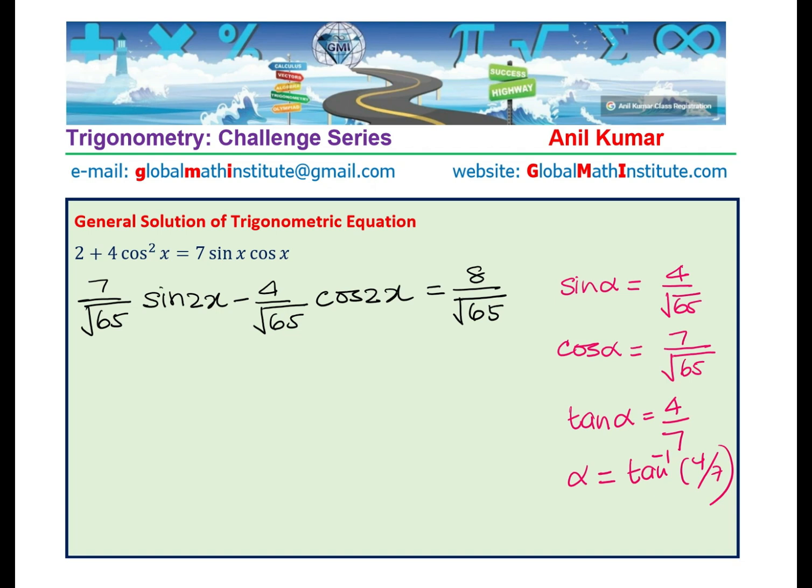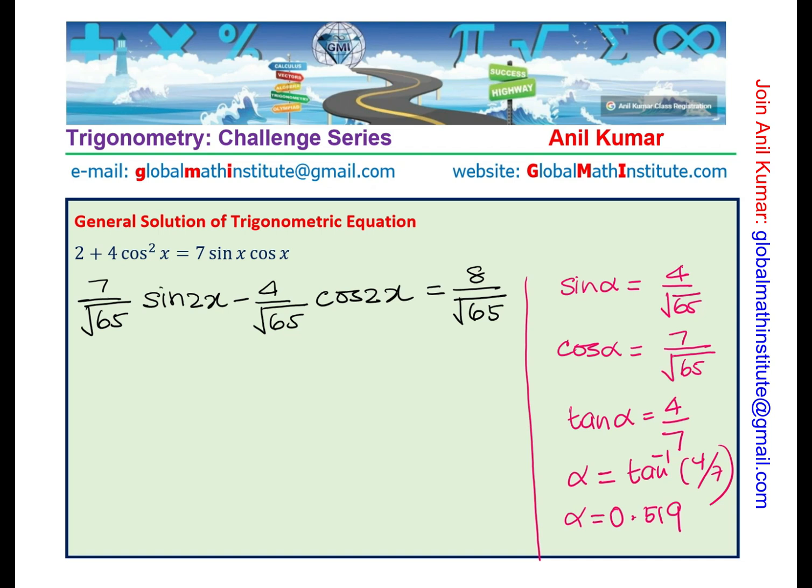Correct? So we can use the calculator in radians, shift mode 4 for radians in my calculator. So we have shift tan to get tan inverse of 4 over 7. So we get this angle as 0.519. So it is 0.519 radians, correct? So we have a value of alpha.